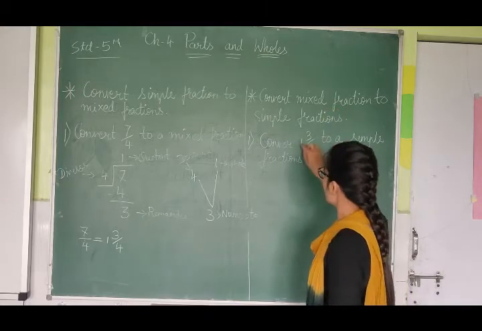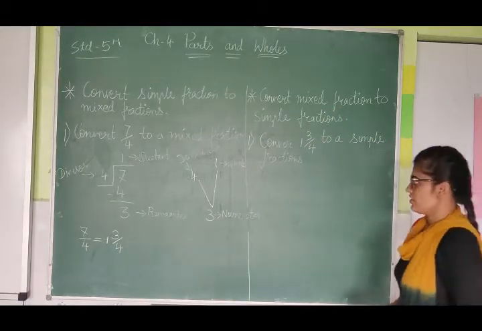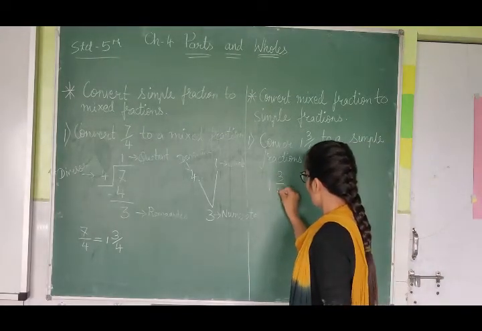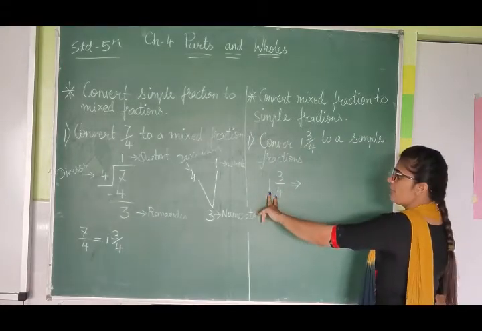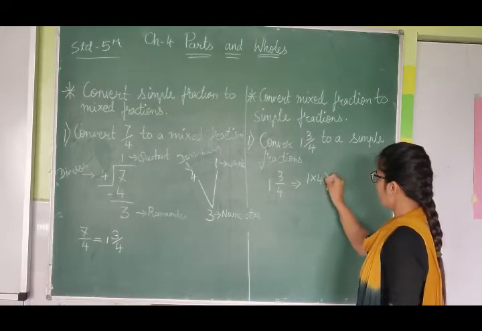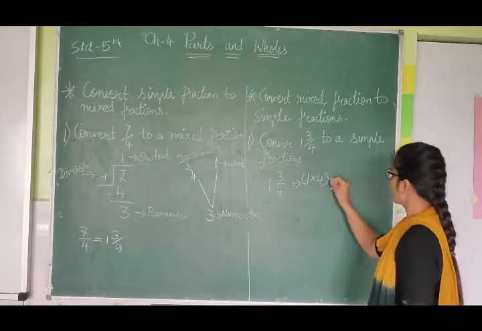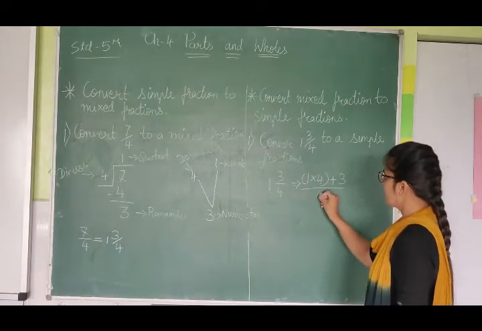Now convert mixed fraction to simple fractions. Now mixed fractions will be given to you and you have to convert them into simple fractions. So let us see 1 3 by 4. What we have to do first, these two we have to multiply. 1 multiplied by 4 we will write down in the bracket, plus 3, divided by 4.